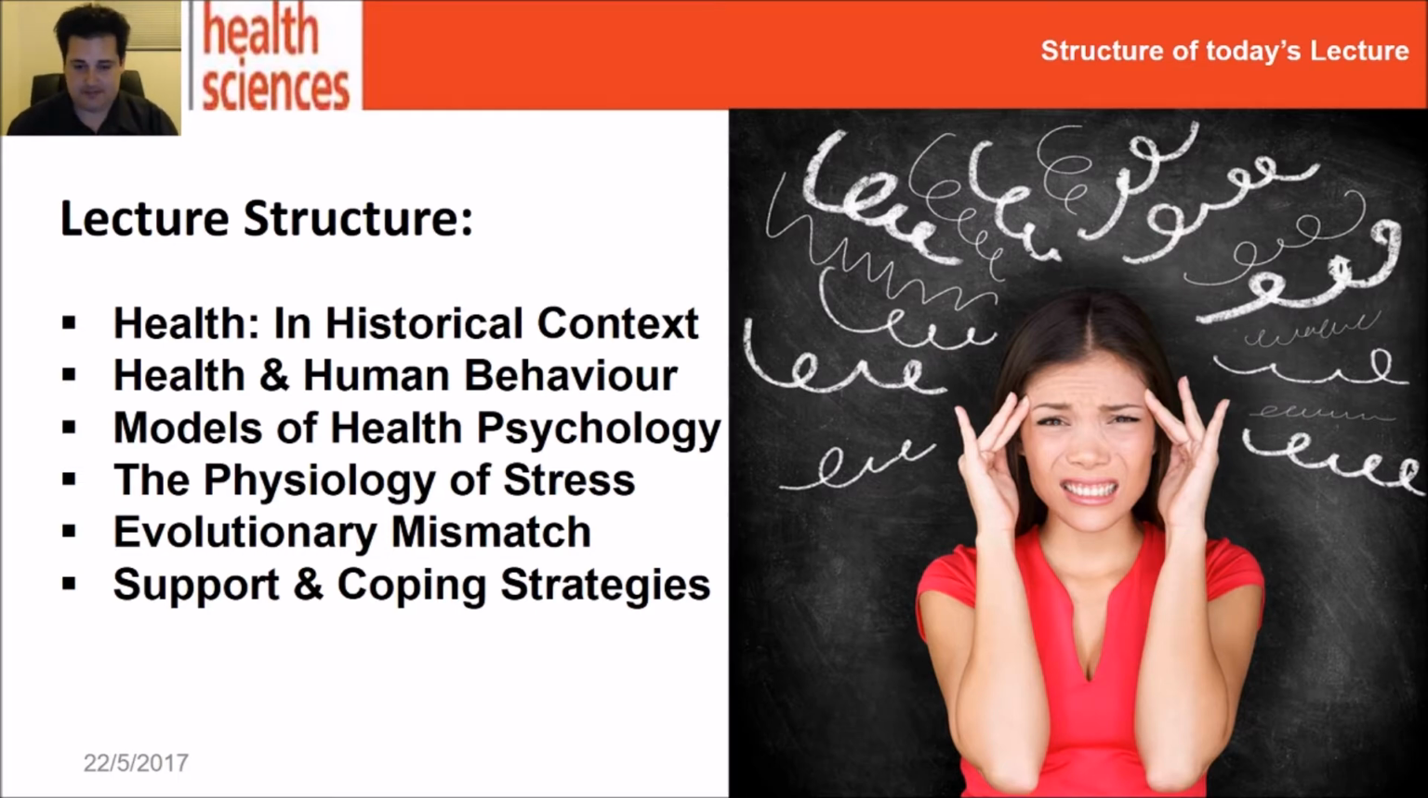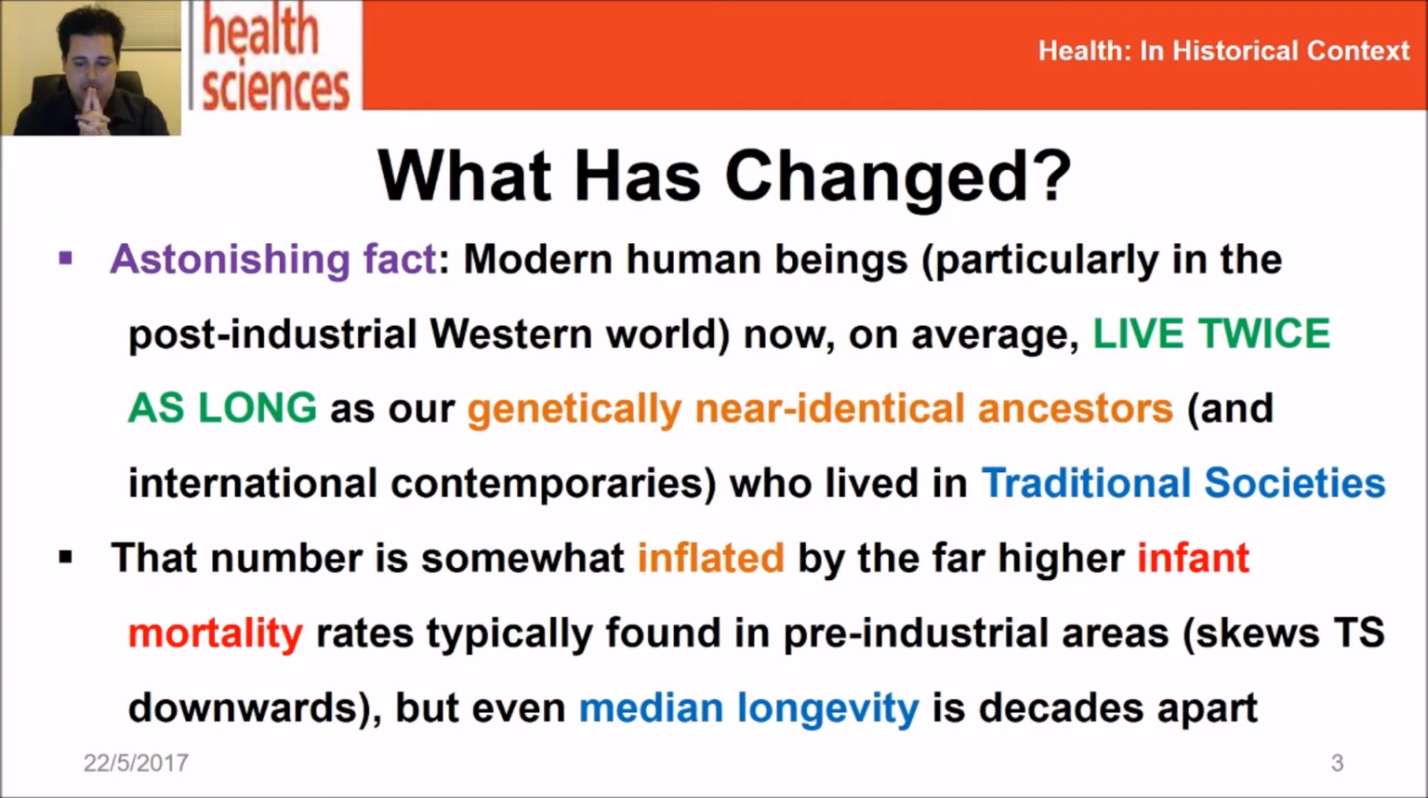So let's get started. The main thing that I have to talk about here, I've condensed this down from the longer version of this lecture that we gave last year, but the main thing to keep in mind when we want to take a historical perspective on human health is that human beings, on average, when you average out populations, live about twice as long as our genetically near-identical ancestors who lived in traditional societies. I've used this term before, but if any of you don't remember, a traditional society is the way humans existed for most of history, before the dawn of contemporary agriculture.